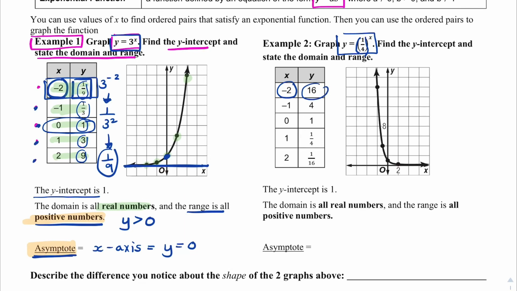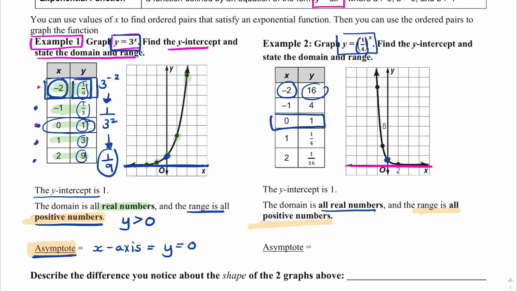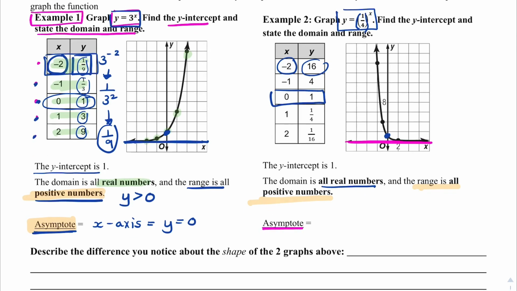So the y-intercept again can be seen from the table, or you can actually see it on the graph. The domain, once again, is all real numbers. And once again, in this particular example, the range is all positive numbers because, again, not very clear on the graph, but that graph is getting closer and closer to the x-axis but doesn't actually touch it, which is why the asymptote for this graph is also the x-axis, which can also be written as y equals 0. So this is our brand new word for this lesson, the asymptote.